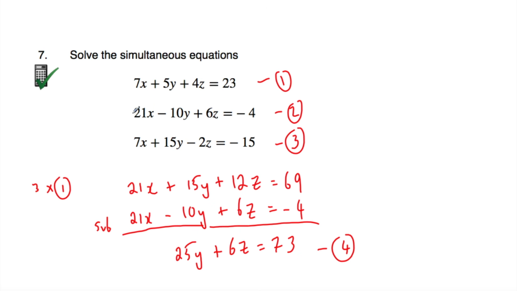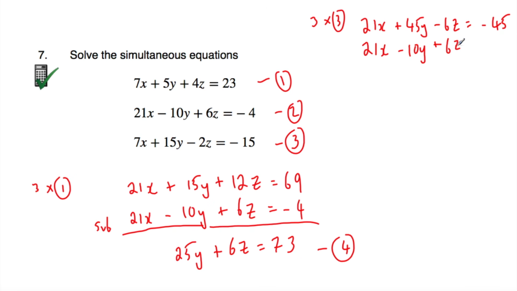Okay, so we've eliminated x using equation 1 and equation 2. Now let's use equation 3 and equation 2. So I'm going to do 3 times equation 3 and see what we get. So if we times equation 3 by 3, we would get 21x plus 45y minus 6z equals negative 45. So that's 3 times equation 3. And then let's write equation 2 beneath it. So 21x minus 10y plus 6z equals negative 4. And we're going to subtract those two equations from each other and cancel out the x's.